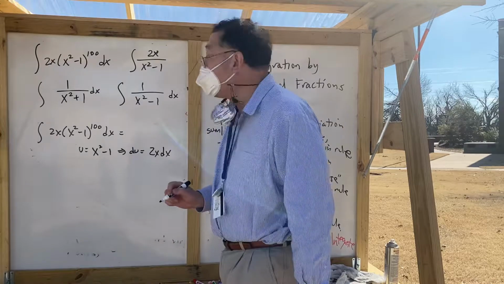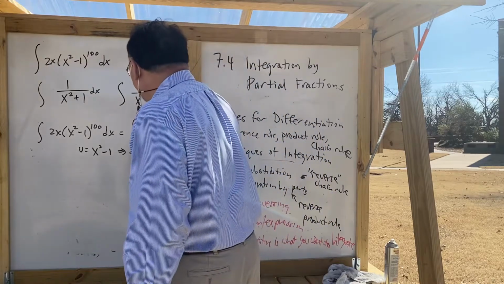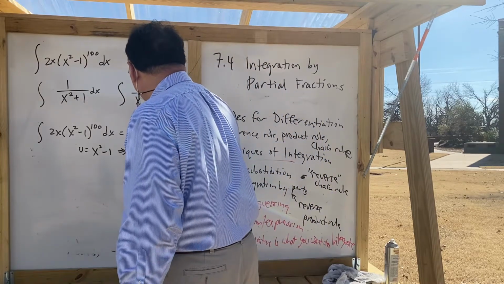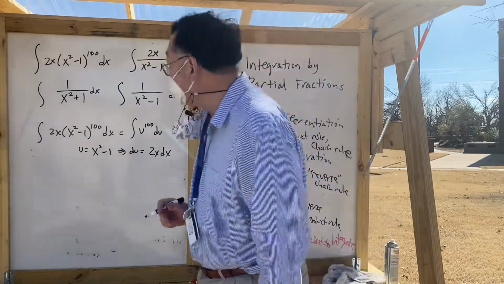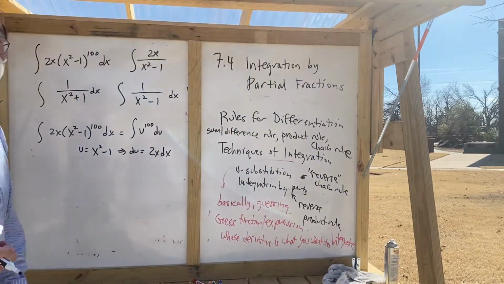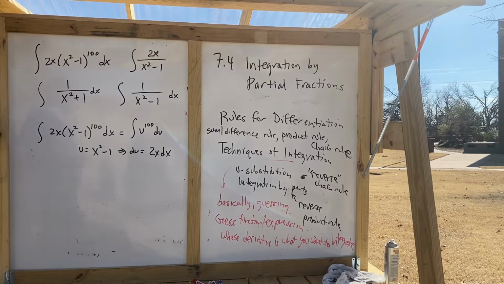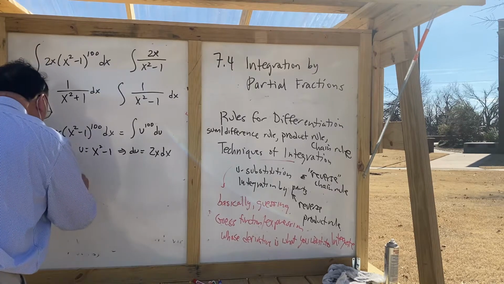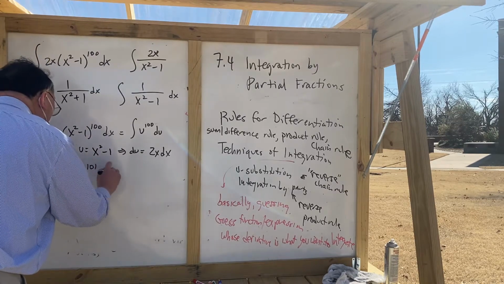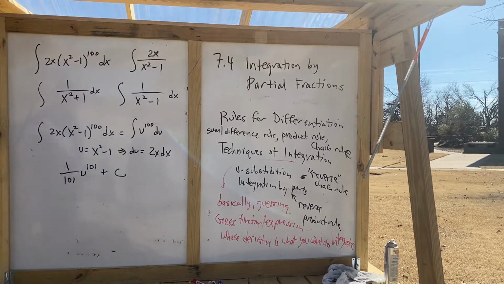So I could rewrite this integral as u to the 100 du. And what would the integral of u to the 100 du be? Good. It's going to be 1 over 101 times u to the 101, plus c. Very good.